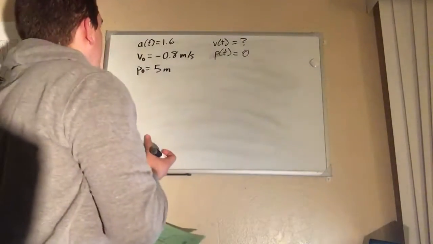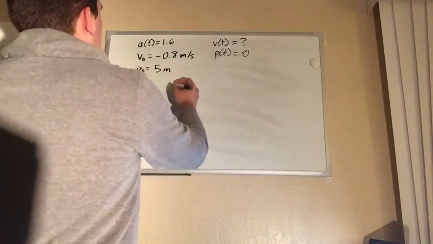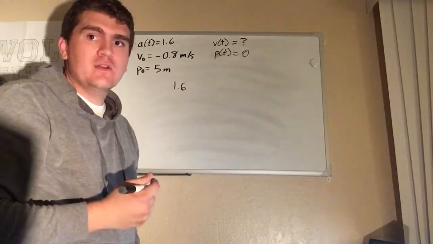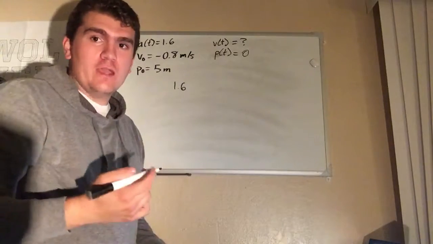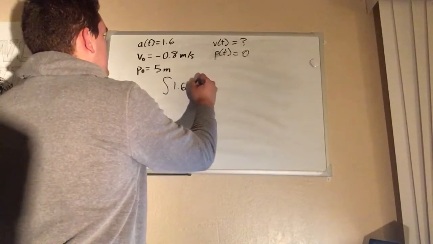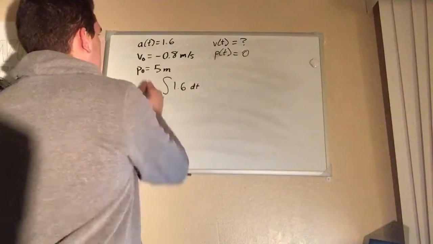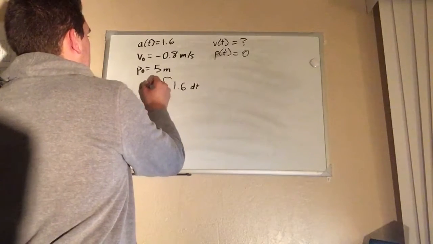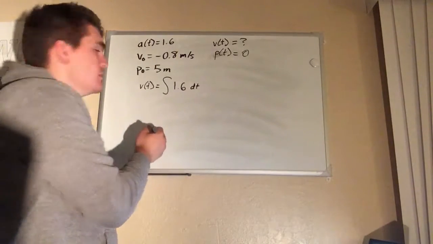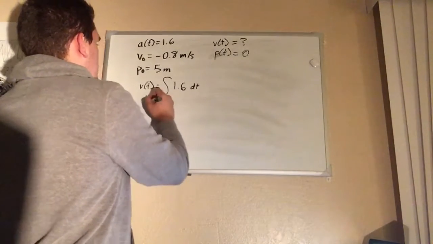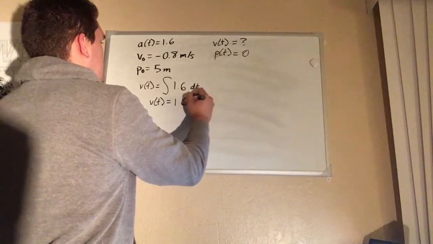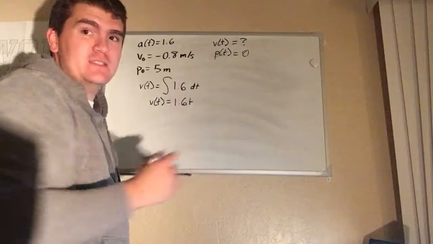And so that's easy, so we take 1.6, and to find the velocity function, we simply integrate. So the integral of 1.6 dt, and that will be our velocity function, is equal to the integral of 1.6 dt. And so velocity is equal to 1.6 t. Really easy, really simple.